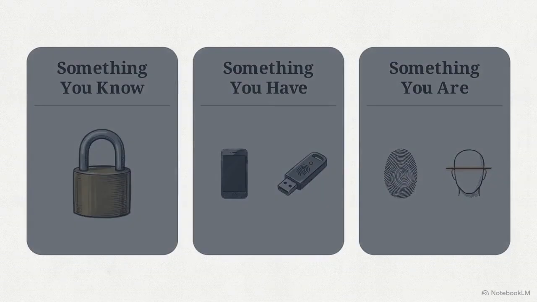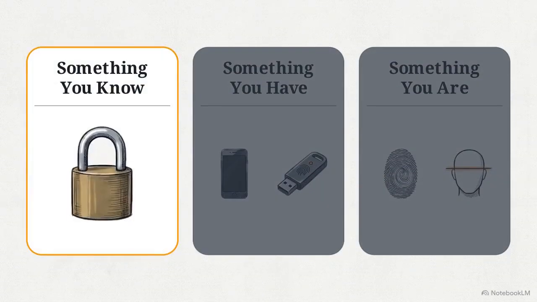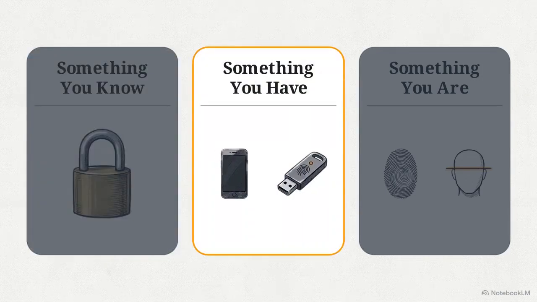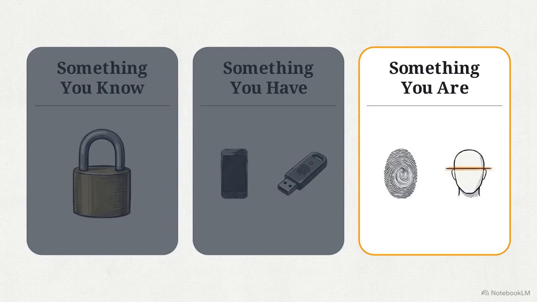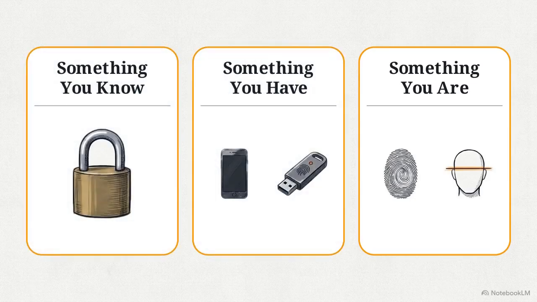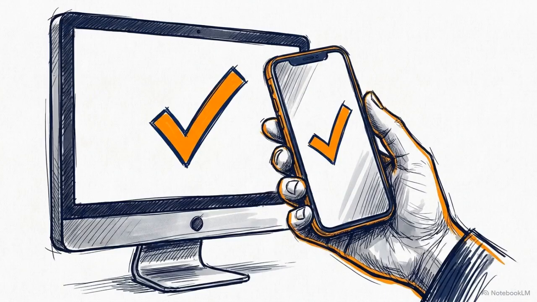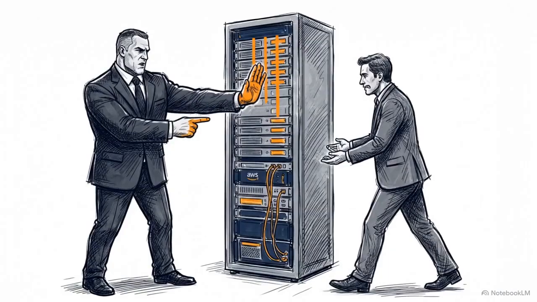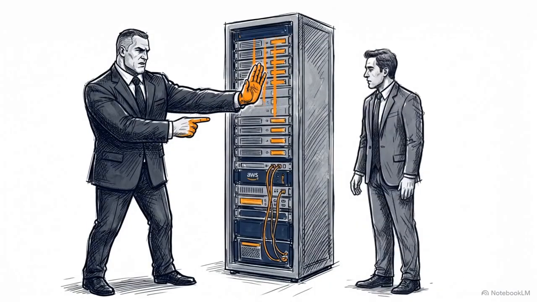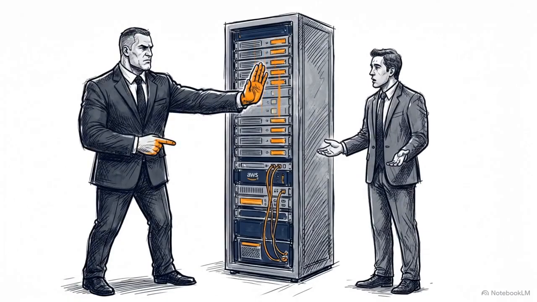This diagram shows 3 categories of identity proof. First, something you know, like a password or PIN. Second, something you have, like a smartphone or a physical key. Third, something you are, like a fingerprint or facial scan. When you require 2 of these factors together, the security of your account goes way up. Even if a hacker steals your secret knock, the digital bouncer will block them because they do not physically hold your phone or have your fingerprint.